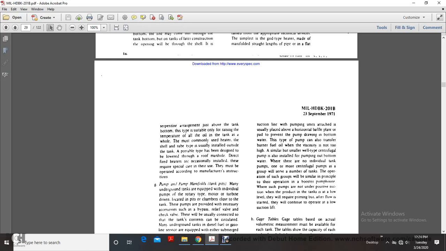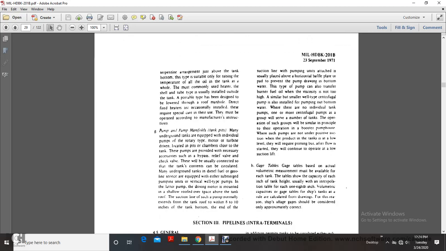fired heaters are occasionally installed with these requirements. Special care must be taken in their use, and they must be operated according to the manufacturer's instructions.